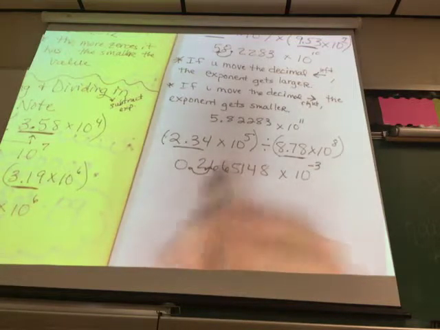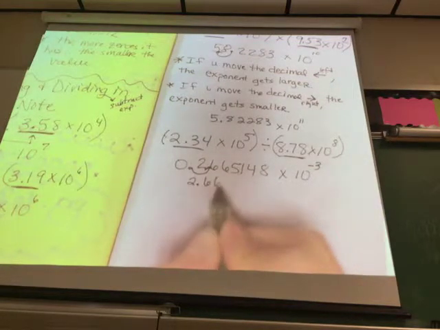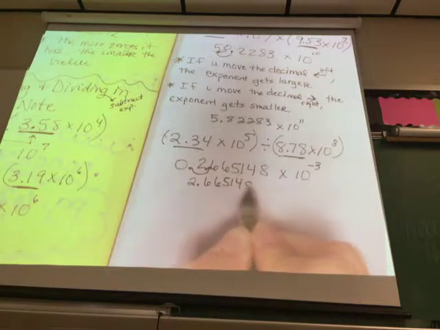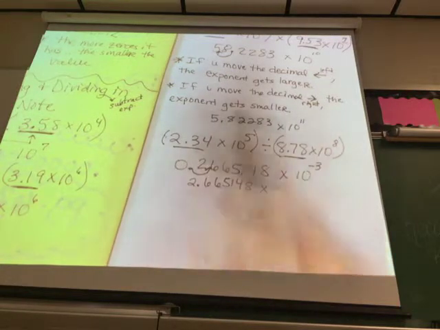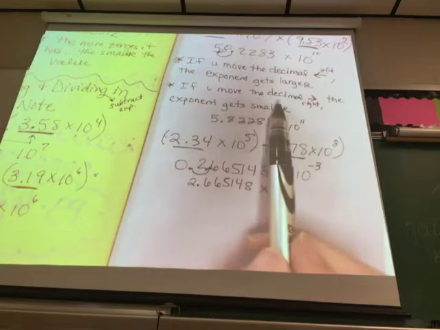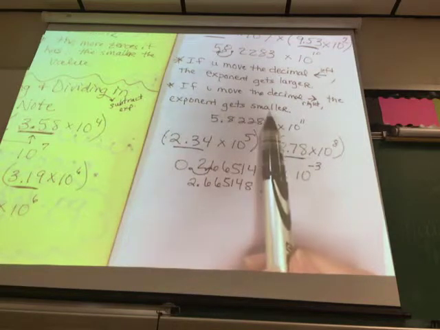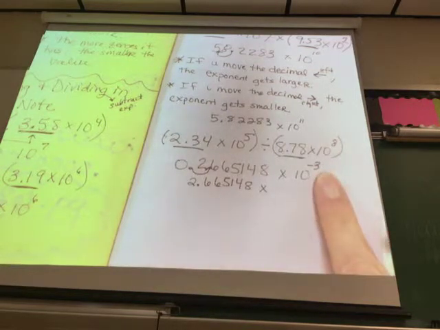If I put it here, it's going to be 2.665148. When I move it to the right, it says here, if I move the decimal to the right, the exponent gets smaller. Be careful because it's a negative 3. So how does the negative 3 get smaller? It becomes a what? Negative 4.